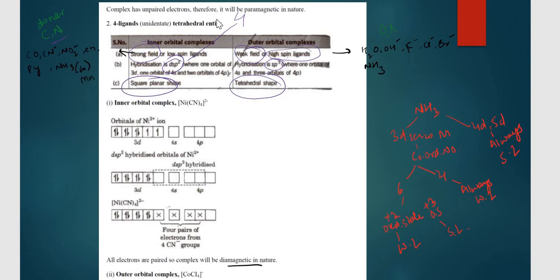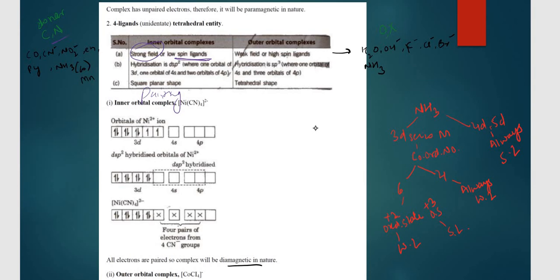Again I'm repeating, we have an inner orbital complex and an outer orbital complex. Now, inner orbital complex is when we have a strong ligand. Strong ligands push the electrons, and pairing of electrons happens. Don't worry, we'll do it in detail. We also call it a low spin ligand.